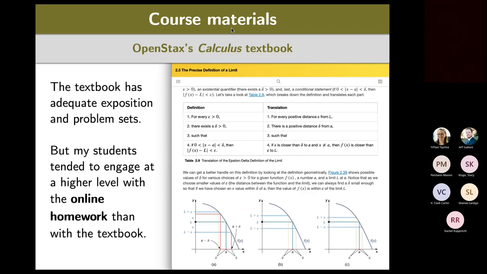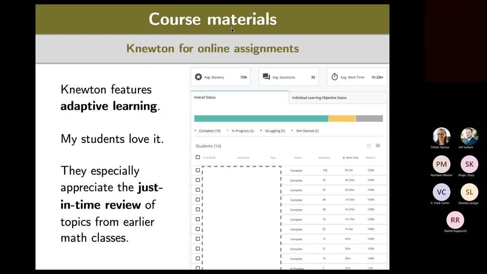The textbook is adequate. It's not the best I've ever seen. It's not the worst. If I'm going to assess a calculus textbook, I look at the definition of the limit. Their presentation is pretty good. But my students were much more interested in the online homework, much more engaged with the homework. For our homework platform, we're using Newton, which features adaptive learning, meaning that if a student is struggling with a certain concept or a certain type of problem, the system will give them problems that target their problem area. It will provide a just-in-time review of concepts going back to elementary algebra if needed.